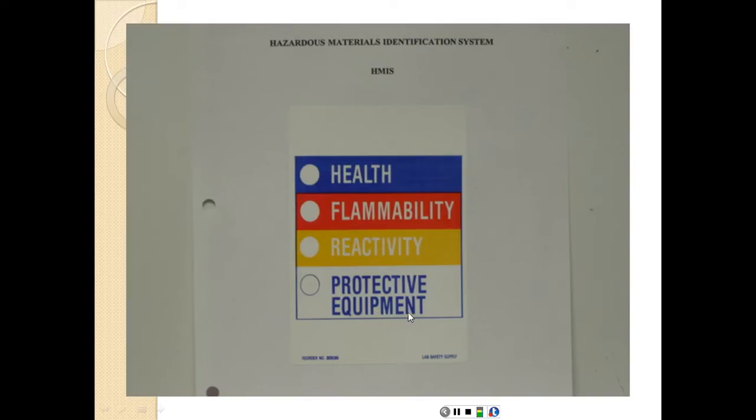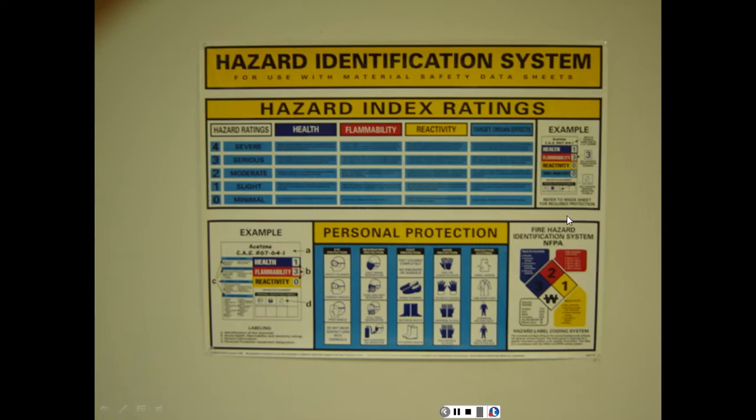What kind of protective equipment needs to be used in this case? So basically same colors as the NFPA diamond. Here's a hazard identification system. So again, it shows the different ratings, and here's an example, and here's the diamond, personal protection equipment that needs to be used. So it's going to be here under the HMIS at the very bottom.